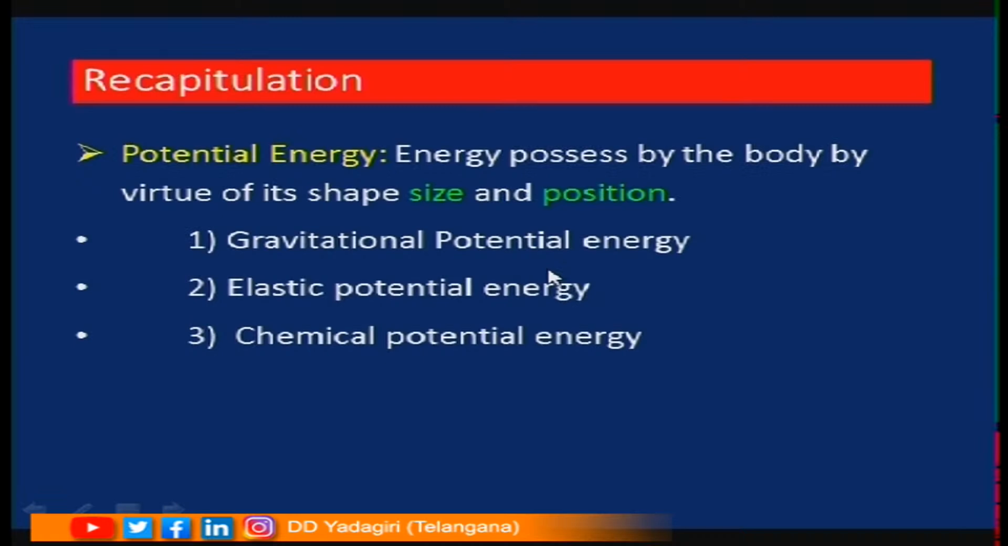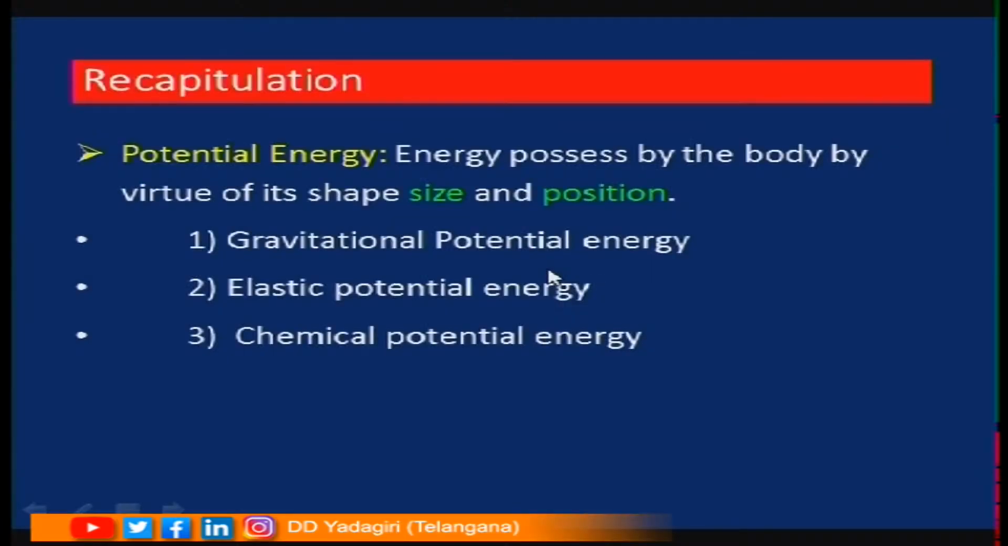Potential energy is the energy possessed by the body by virtue of its shape, size and position. Whenever the object's configuration, the shape and dimensions are changed, it will acquire some more energy. That energy is known as potential energy. We discussed the different types of potential energies. Those are gravitational potential energy, elastic potential energy and chemical potential energy.